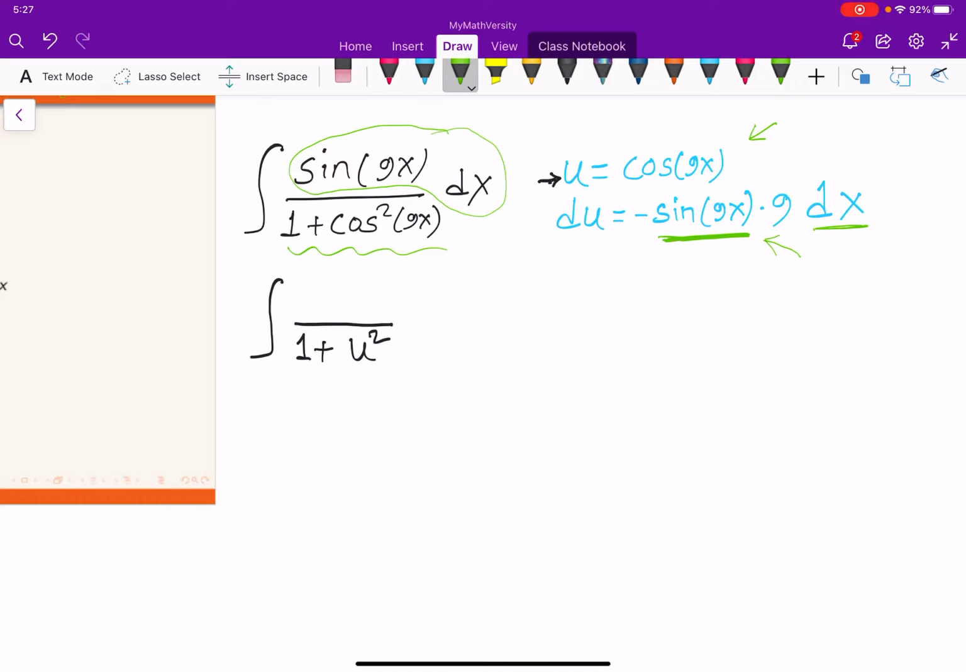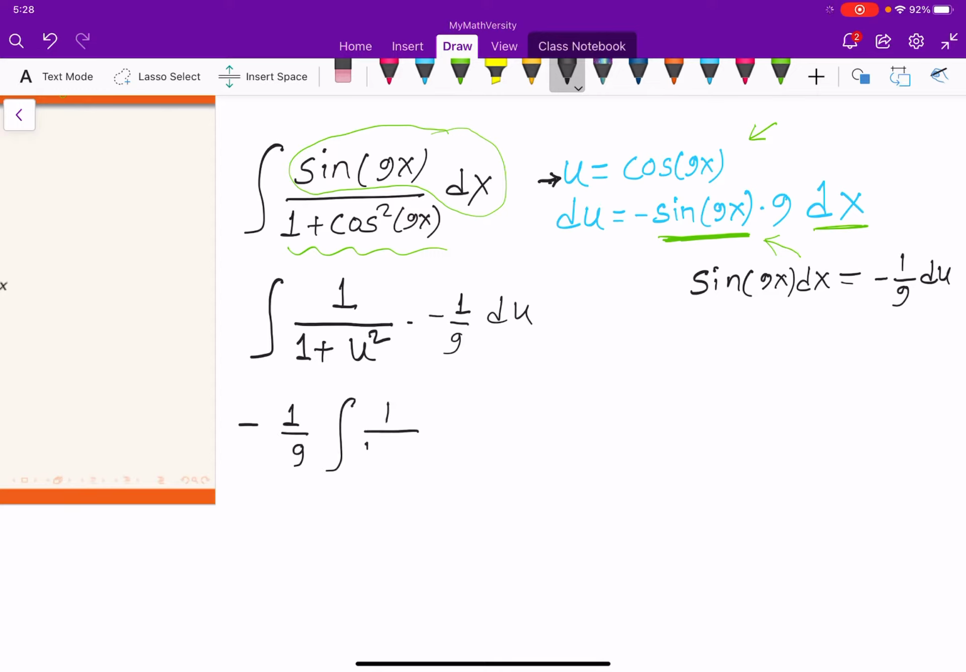What is extra is negative 9, but we can divide both sides by negative 9. If we solve for sine of 9x times dx, we get exactly negative 1 over 9 times du. That's what we can substitute into the given integrand. So we can write this as 1 over 1 plus u squared times negative 1 over 9 times du. Negative 1 over 9 is just a constant, so we can take it out, and we have just 1 over 1 plus u squared du.